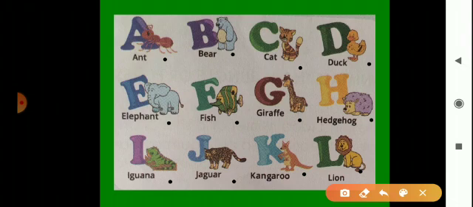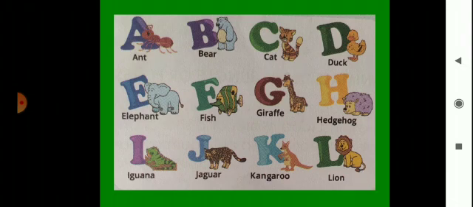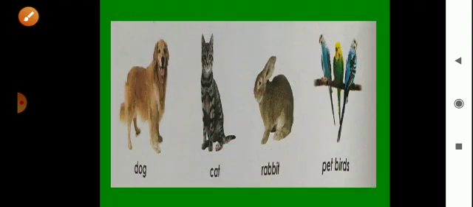Here some are small, some are big. Yes or no? Some can fly, some can swim. Some animals live on land, some live in water. So we will learn what the types of animals are in this lesson.